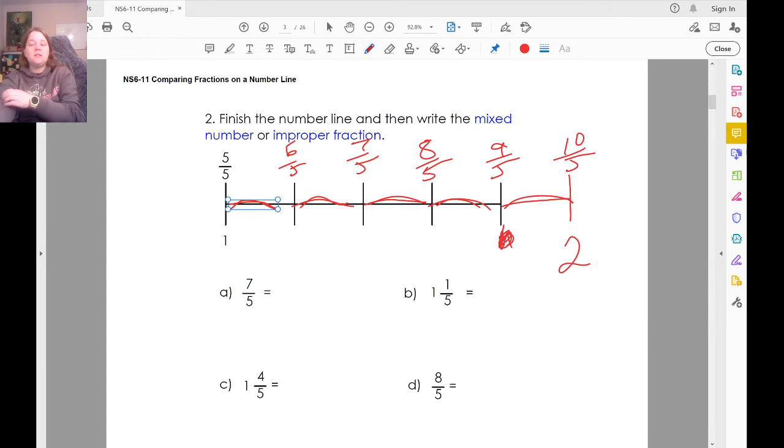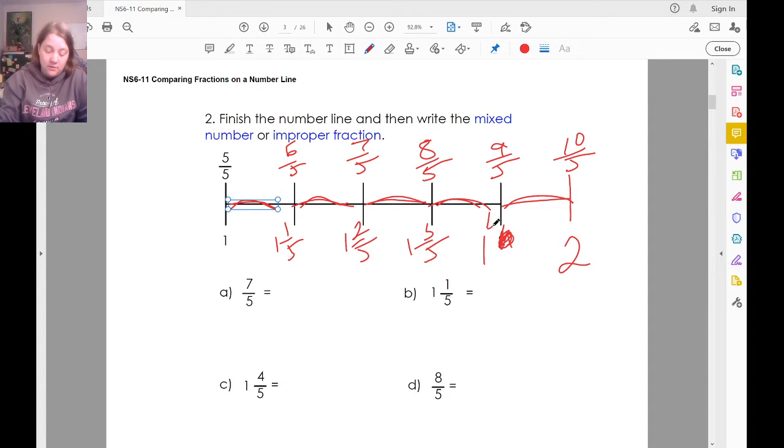Let's see what this would look like as improper fractions. 1 whole plus 1/5 is 1 and 1/5. 1 and 2/5. 1 and 3/5. 1 and 4/5. And then 2. So go ahead and fill out A, B, C, and D just by looking at the top and just kind of see what it is, and we'll talk about it.